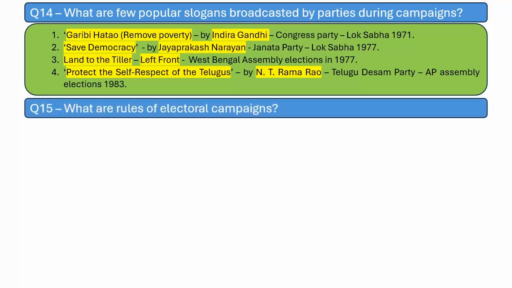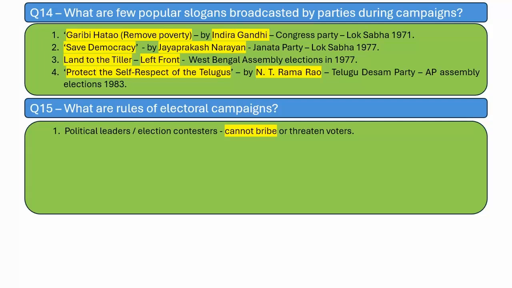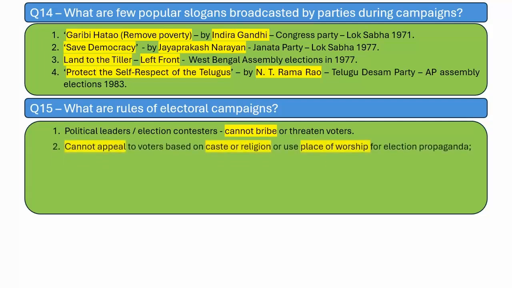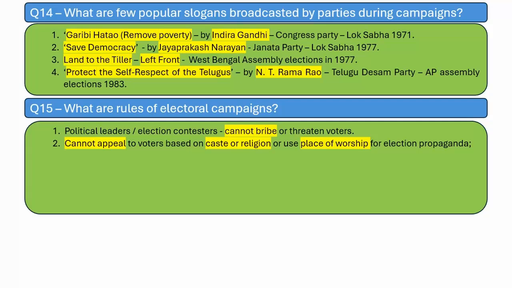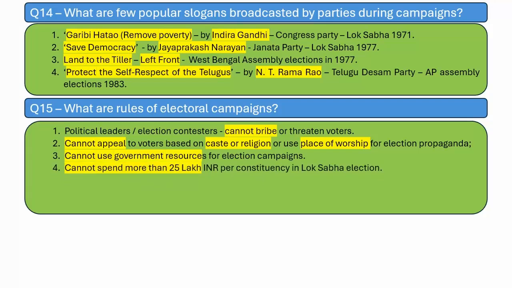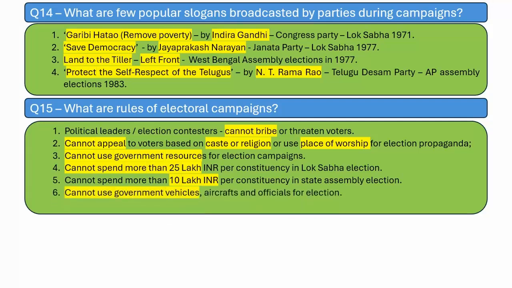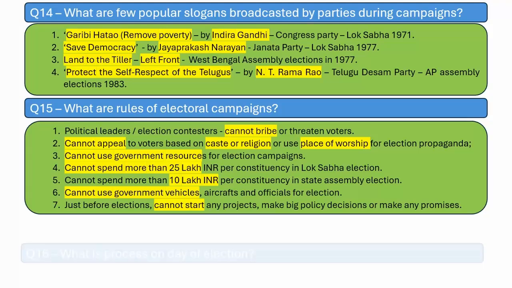What are a few rules of electoral campaigns? Political leaders and election contestants cannot bribe or threaten voters. You cannot appeal to voters based on caste or religion or use places of worship for election propaganda. So elections must be kept separate from religion. Cannot use government resources for election campaigns. Cannot spend more than 25 lakh INR per constituency in a Lok Sabha election. Cannot spend more than 10 lakh INR per constituency in a state assembly election. Cannot use government vehicles or aircraft or officials for election purposes. Just before the election, the party cannot start any projects or make any big policy decisions or make any promises.